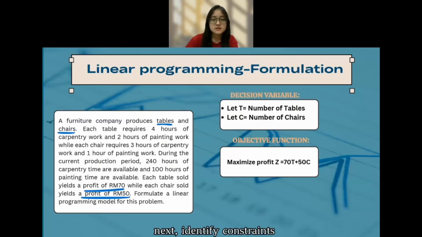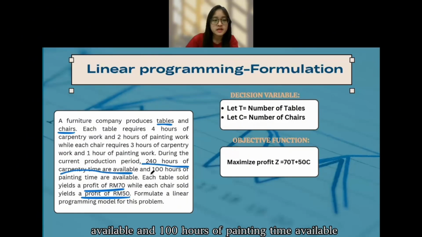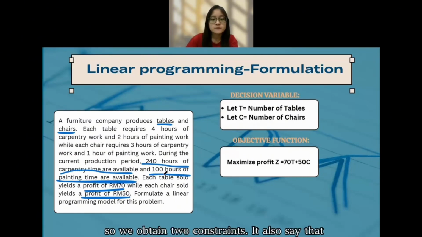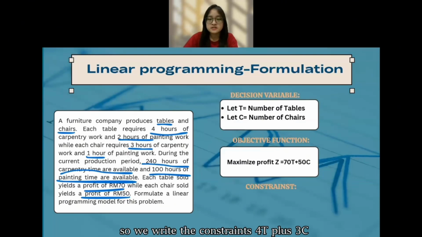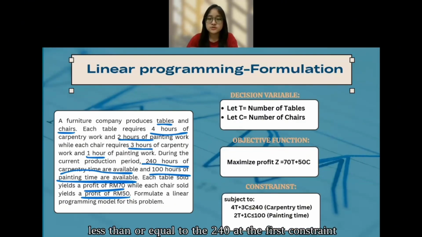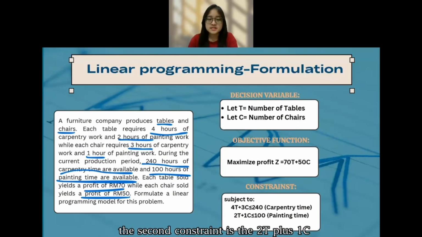Next, identify constraints. The resources used to make the table and the chair are carpentry time and painting time, because it says that 240 hours of carpentry time are available and 100 hours of painting time are available. So we obtain two constraints. It also says that each table requires 4 hours of carpentry work and 2 hours of painting work, while each chair requires 3 hours of carpentry work and 1 hour of painting work. So we write the first constraint, 4T + 3C ≤ 240, for carpentry time. The second constraint is 2T + 1C ≤ 100 for painting time.